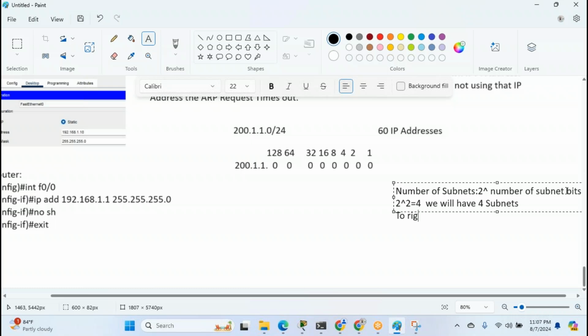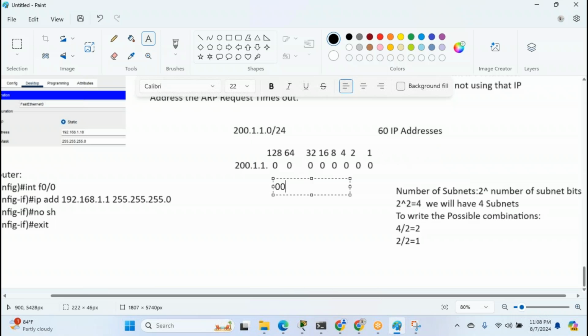To write down the possible combinations, we have to divide the maximum number of subnets, so the subnets, by 2. So we will get 2, and we will keep on dividing the result by 2 until we get 1. So the first result is 2. 2 means under the first bit we have to write 2 times 0 and 2 times 1: 0, 0, 1, 1. So these are the 4 subnets.